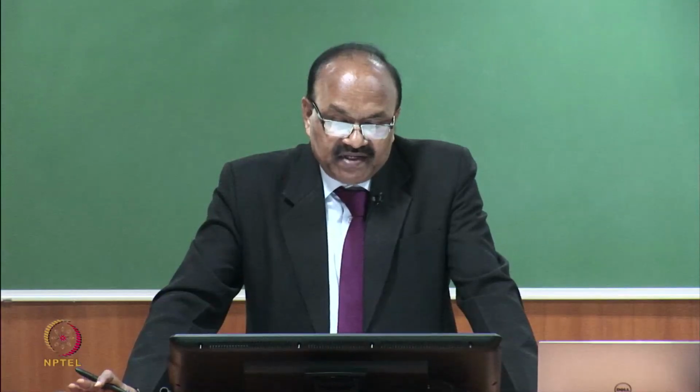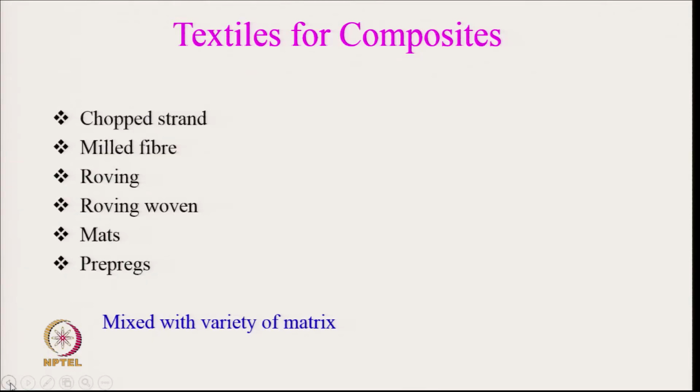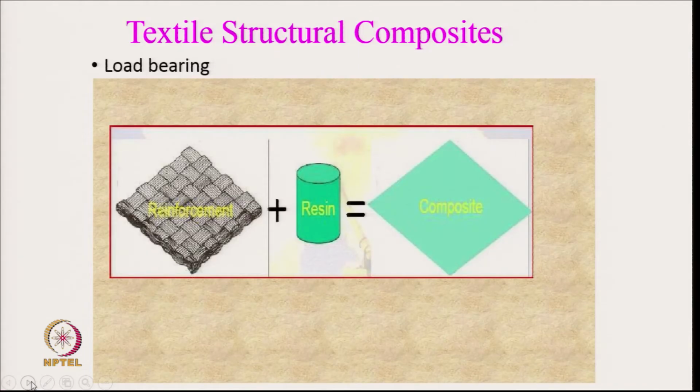All these textile reinforcements can be used in any of these forms: chopped fiber, milled fiber, particulate or powder form, even milled to nano form, rovings, woven textiles, mats, prepregs, and they are mixed with a variety of matrix to make the composites. So, in textile structural composites, we have predominantly two things. One is reinforcement, which is a textile structure, added with a resin, which is the matrix, and we use this textile structure reinforcement particularly when we are interested in developing load bearing composite material.